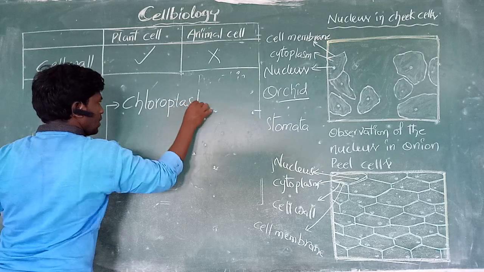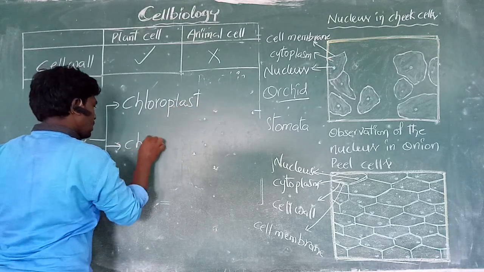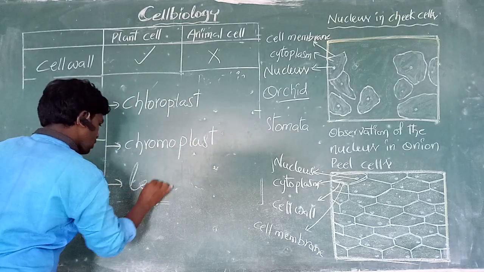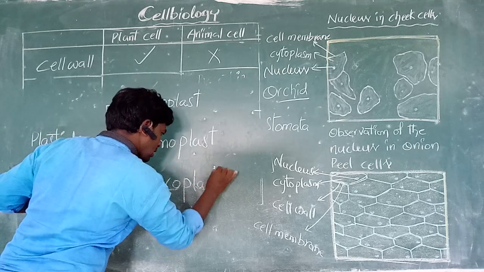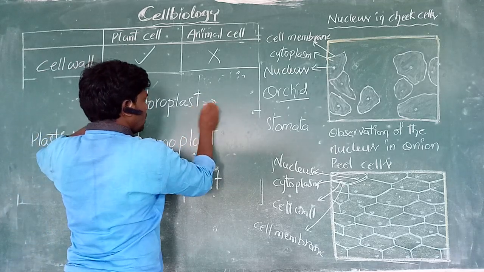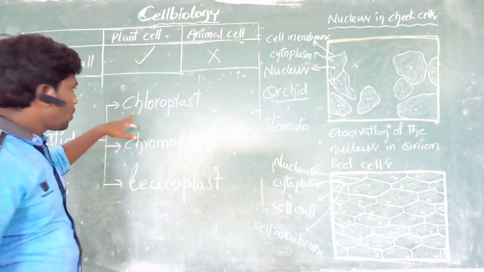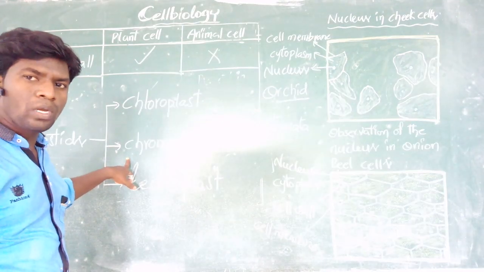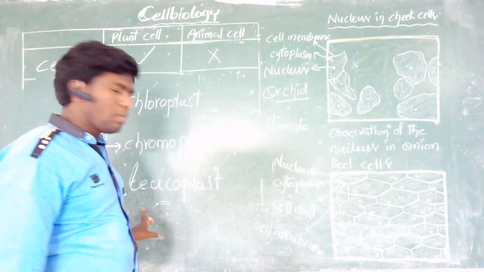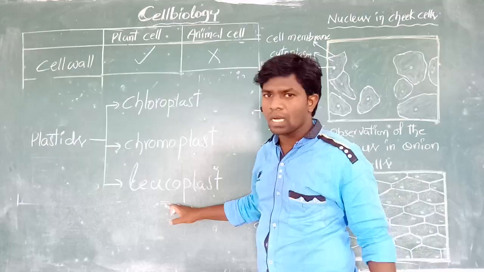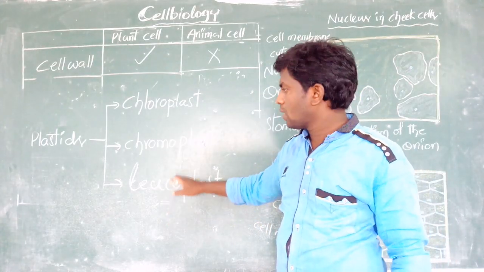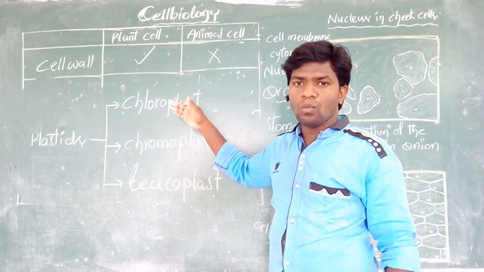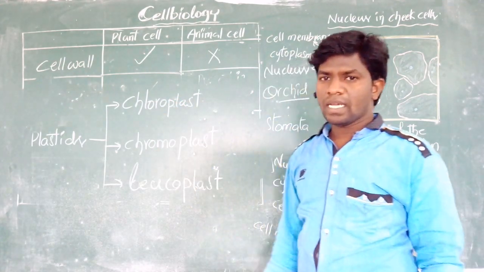Chloroplast, chromoplast, leucoplast. So they are green in color. Chloroplasts are green in color, chromoplasts are red, orange, yellow in color, and leucoplasts are colorless, meaning white in color. So leucoplasts are colorless. Chromoplasts are red, yellow, orange in colors, and chloroplasts are green in color. And more complete details I will explain in the next session.